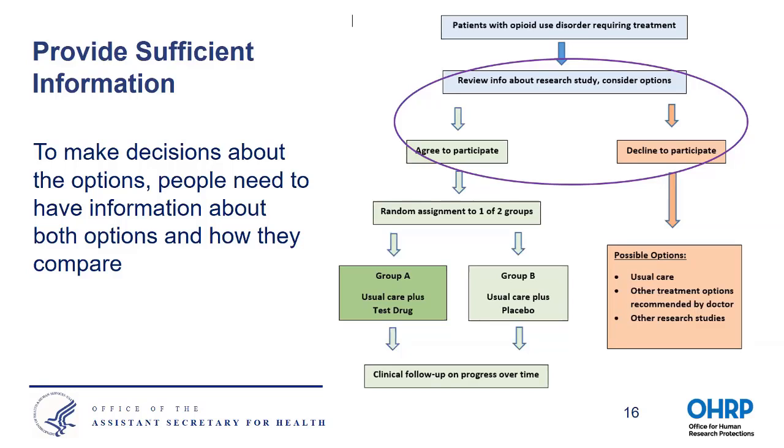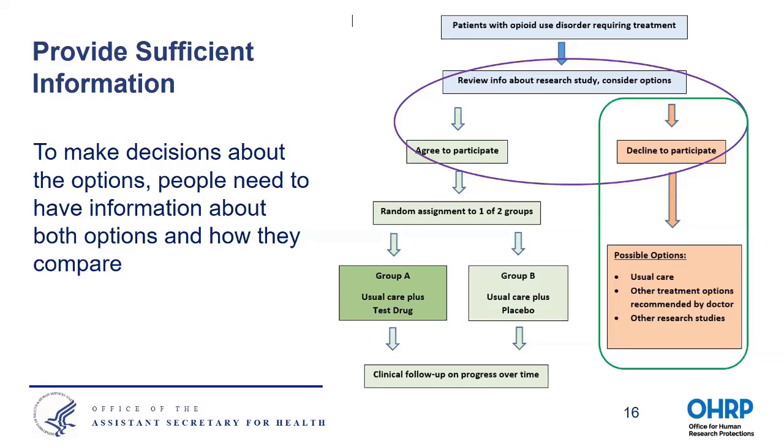And so you really want to provide information about their options. Right now you're making this decision. You can join the study, in which case there will be this random assignment, and then you can explain all of that. Or another option is you don't participate in this study. And if you choose not to participate in the study, these are the things that might happen.